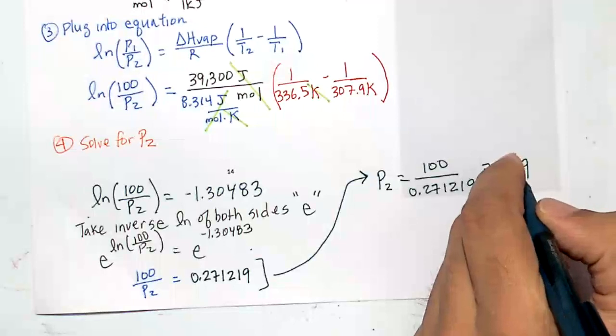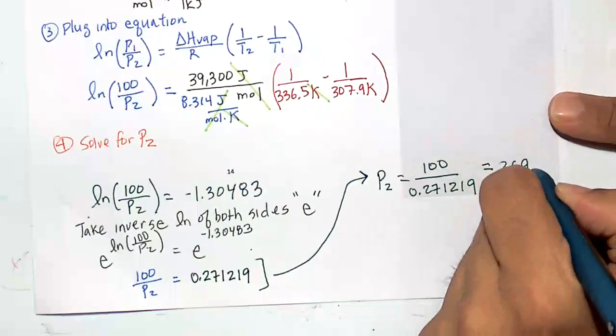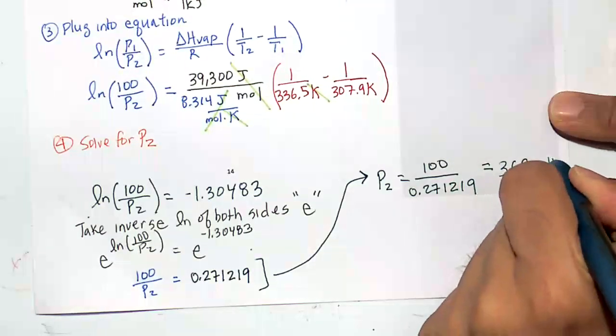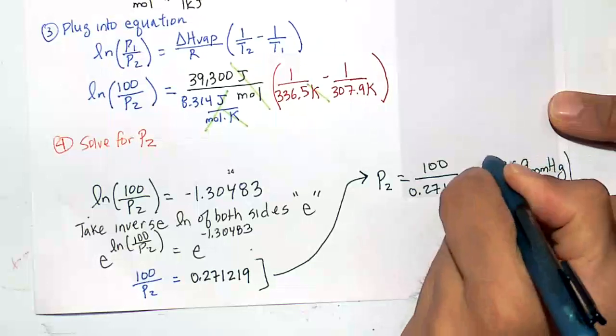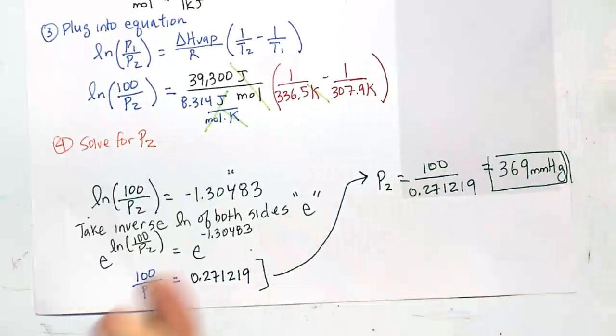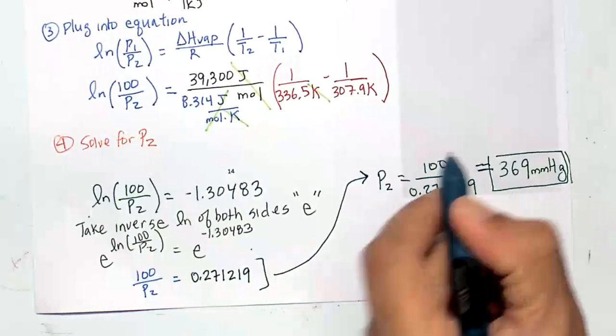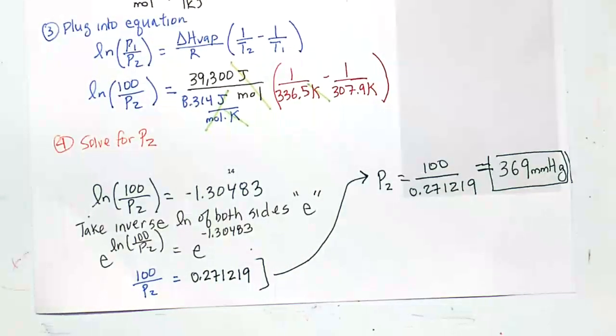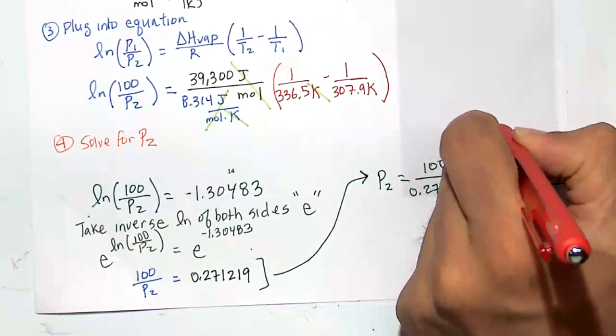The units. Okay, so never forget the units: millimeters of mercury. All I'm saying is just put units. I see a lot of students forget units on the answer.